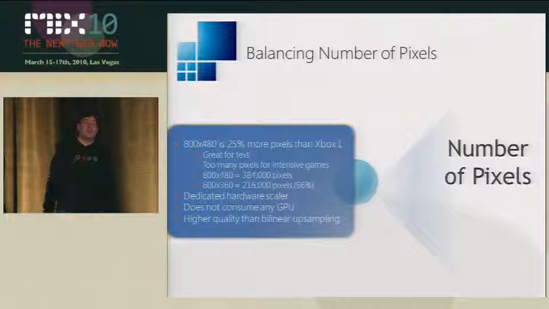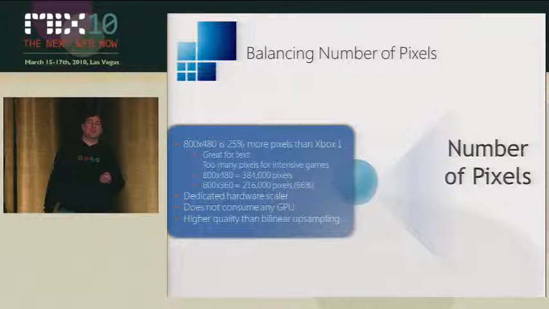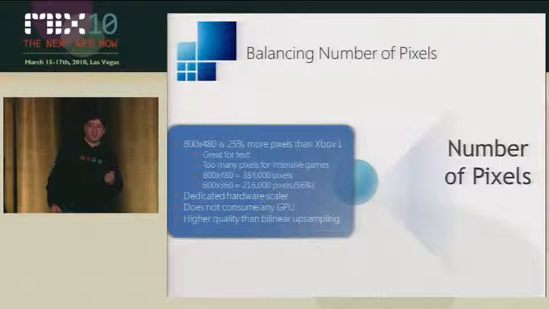It's a very high resolution. It looks really nice and crisp. But it's a lot of pixels. It's 25% more pixels than the original Xbox console. The GPU is not as powerful as the original Xbox One console. So you need to think that through if you're making an intensive 3D game.